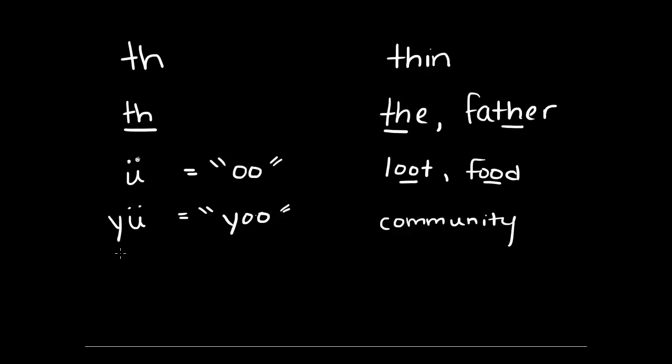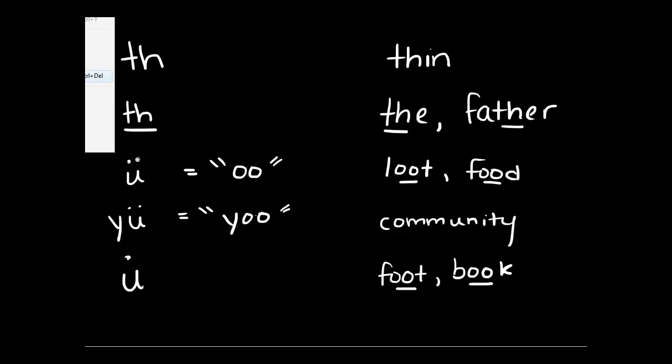Okay? Then we have U with 1 dot. And this is the sound in foot. Let me give you an example. You don't say it with the long oo, it's foot. Or book. Okay? So the U with 1 dot is like that sort of middle-ish sound, while the U with 2 dots is oo. It's longer, okay? And then we're going to move on.